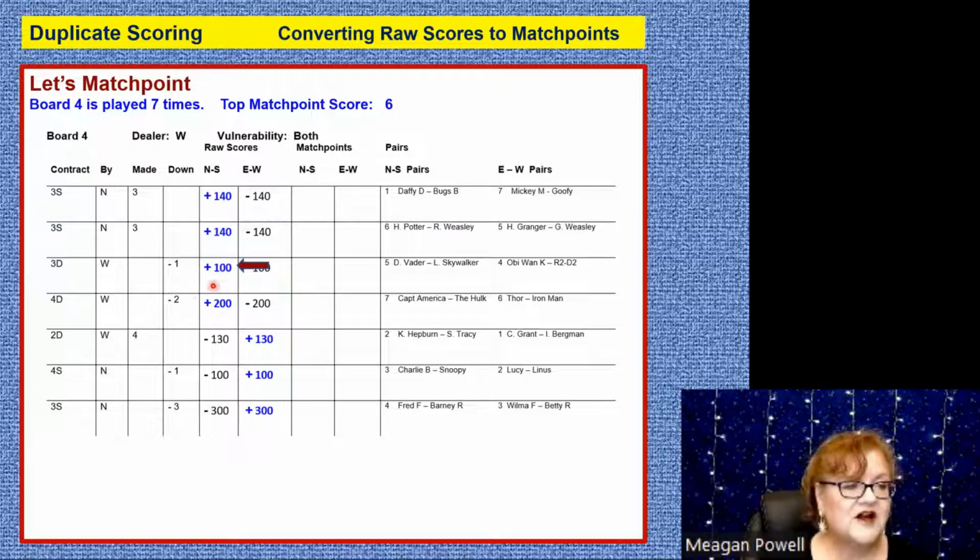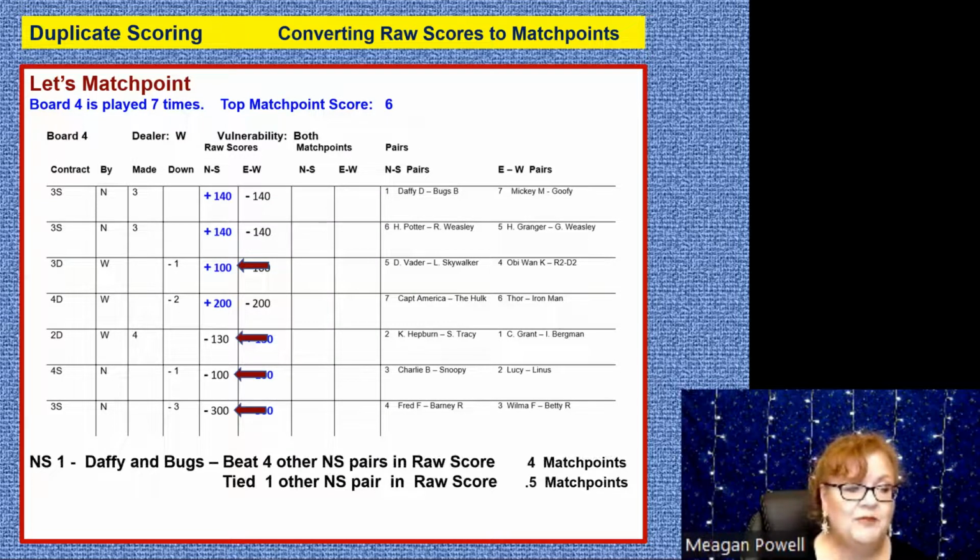Now let's look at the next line, north-south only. A positive 200. Well, no, we didn't beat them. Positive 200 is bigger than our positive 140. So no, we didn't beat them. But the rest of the north-south column is negative numbers, and your positive 140 will always beat negative numbers. So you beat Hepburn and Tracy, they have a negative 130. You beat Charlie Brown and Snoopy, they have a negative 100. You beat Fred and Barney, they have a negative 300.